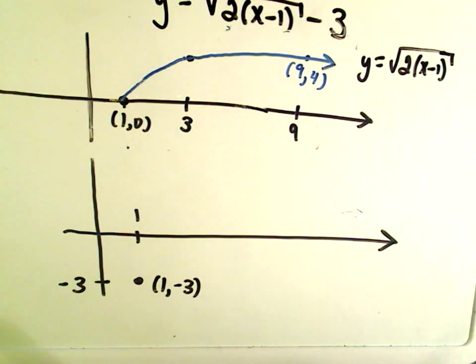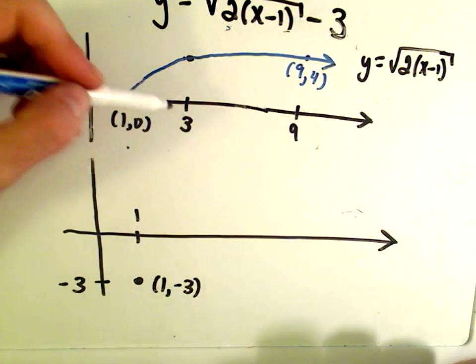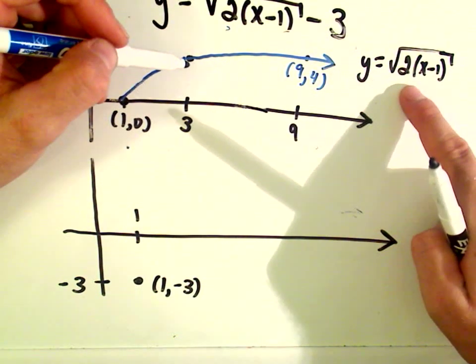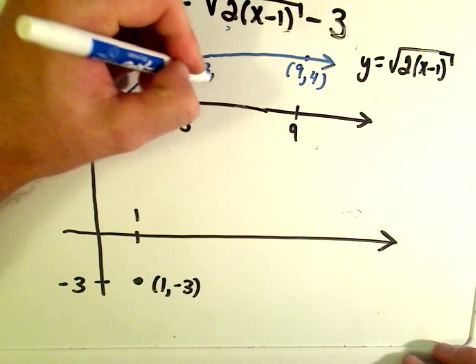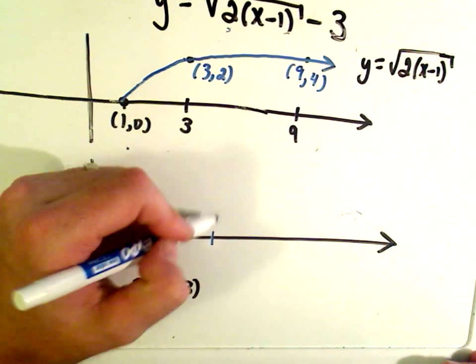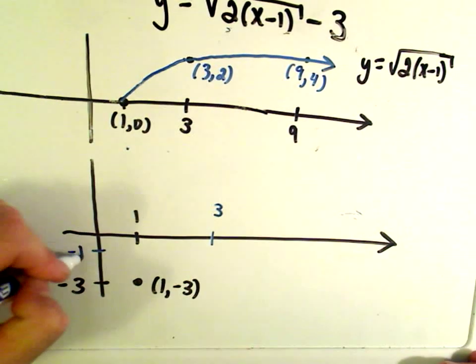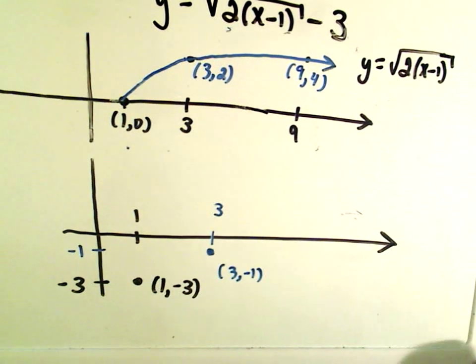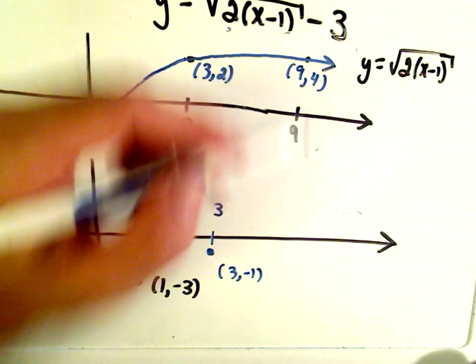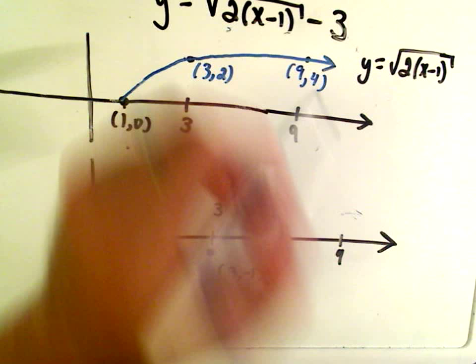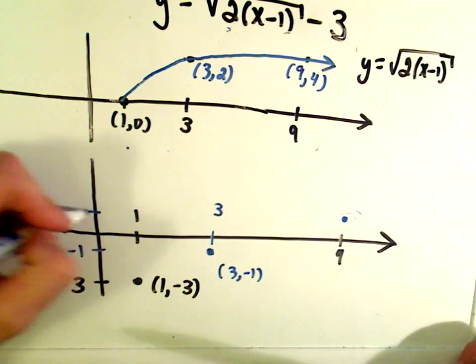Let's see, maybe I'll take one other point here. Well, let's do them all. We said originally if you plug 3 in, you get 3 minus 1, which is 2. 2 times 2 is 4. Square root of 4 is 2. So this is 3, 2. If I move that point down 3 units, it's now going to be sitting at 3, negative 1. Originally it was at 9, 4. If I move that y coordinate down 3 units, it'll be at 9, 1.